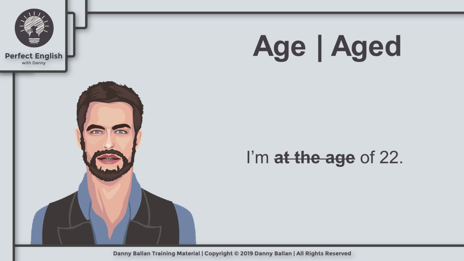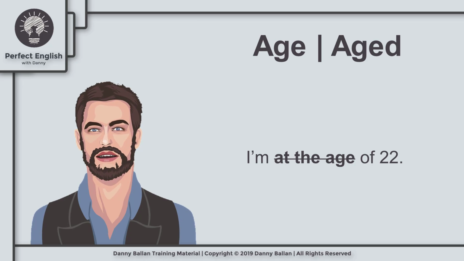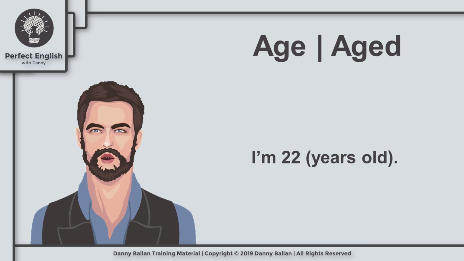People usually make this mistake because they try to translate literally according to their different languages. But in English, we either use be plus the number of the years, or we use be plus the number and the expression years old. For example, David is almost 12, or David is almost 12 years old. So here we should go back to this example and fix it by saying, I'm 22 or I'm 22 years old. But we don't say I'm at the age of 22.